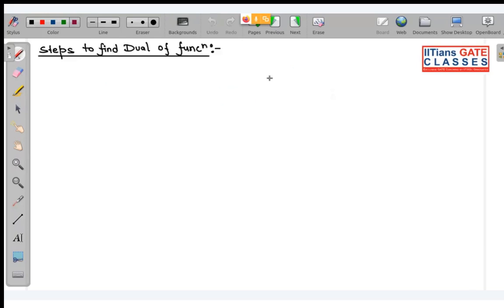Okay, so now next, we need to find the dual of a function. So what is the dual of a function? Can anyone tell me? What is the dual of a Boolean function? Can you tell?